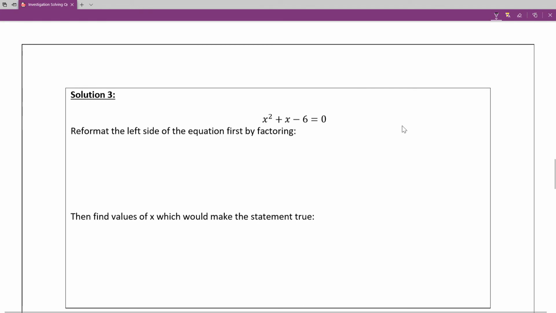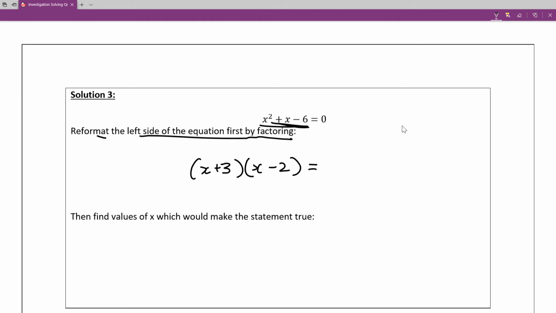Okay. For this way, it asks us to reformat the left side of the equation by factoring. Okay, so you factor this. x plus 3, x minus 2, right?